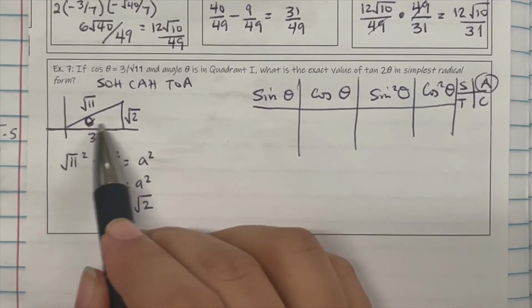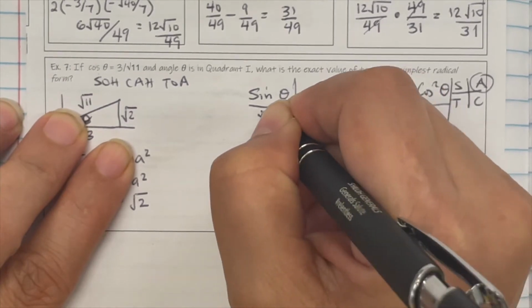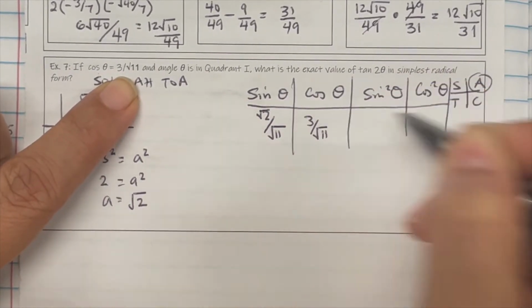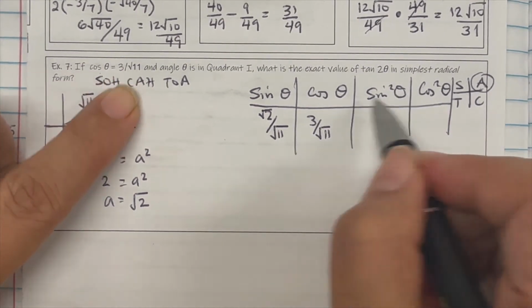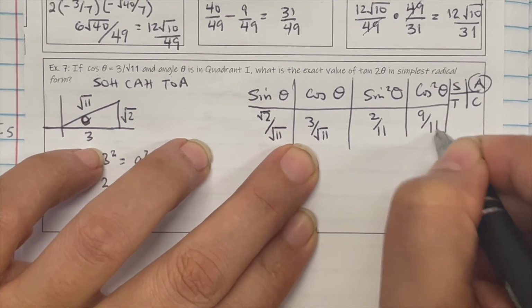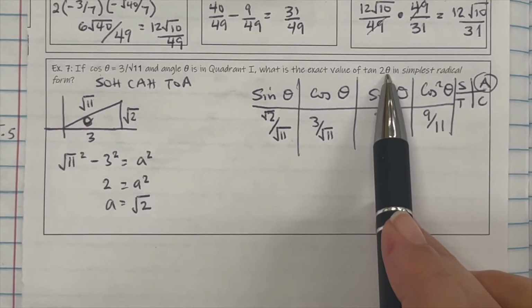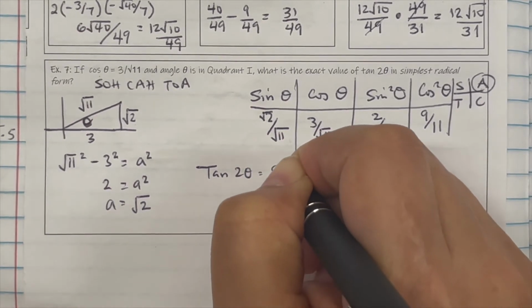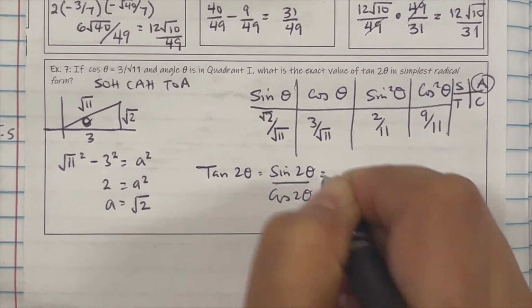Let's fill it out. Sine is opposite over hypotenuse, so radical 2 over radical 11. Cosine is already given, so 3 over radical 11. Sine squared, so we're going to square the top, which is going to be 2, square the bottom is 11. Cosine squared is 9 over 11. All right, so we're looking for tan, which again, the easiest way to find tan is find sine of 2 theta over cosine of 2 theta.